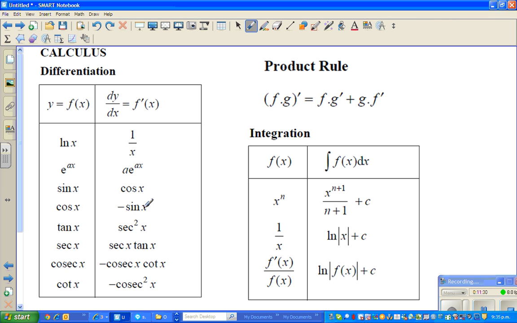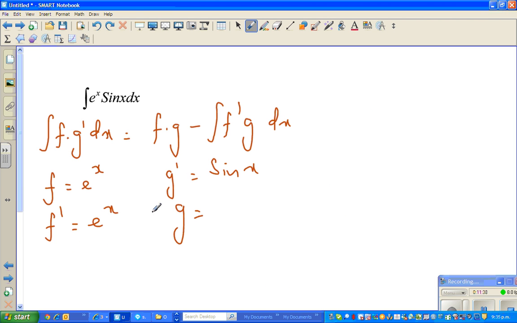Integration of sine x, differentiation of cos x is sine x. So integration of sine x would be minus cos x. So if you integrate this, you get the g. So I can say minus cos x. I'm not writing the c here. C we can put at the end.